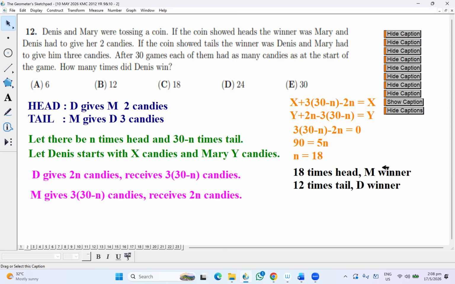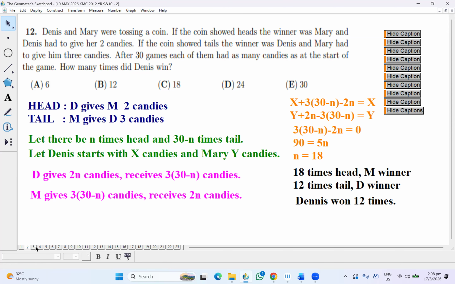18 times head, Mary winner. You want how many times Dennis wins? 12 times tail. So Dennis winner 12 times. Answer: Dennis won 12 times. This is all algebraic equation.